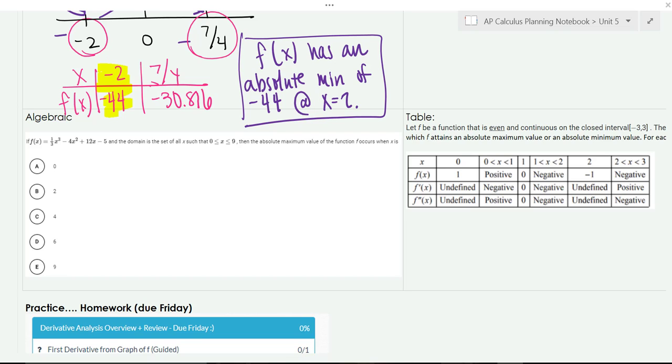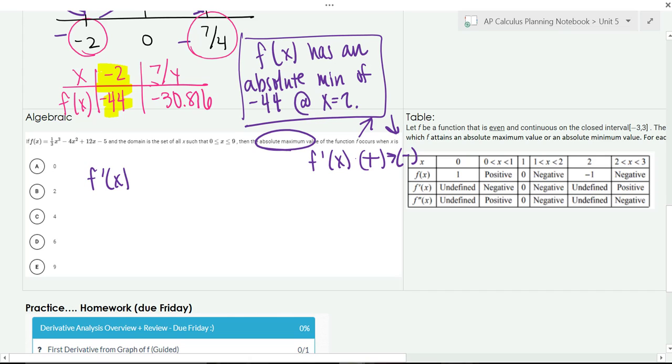Next question says, what is the absolute, so we're looking for the absolute maximum of this function. So very similar, my first step is I'm like, okay, I know that the maximum is when f prime of x goes from positive to negative, right? Because we went from increasing to decreasing. That's like the definition of a maximum. And let's get this done.